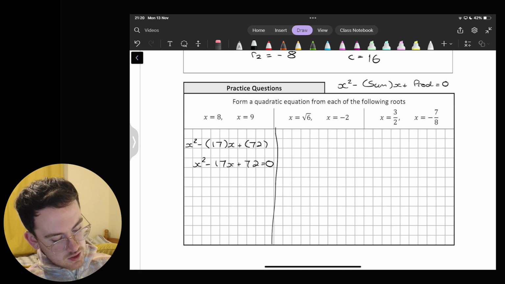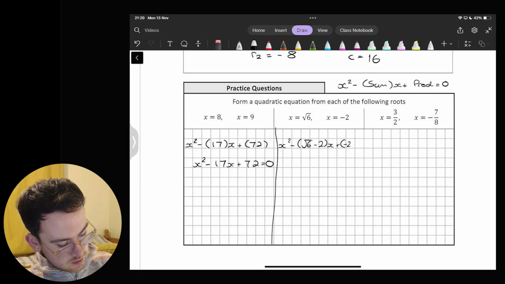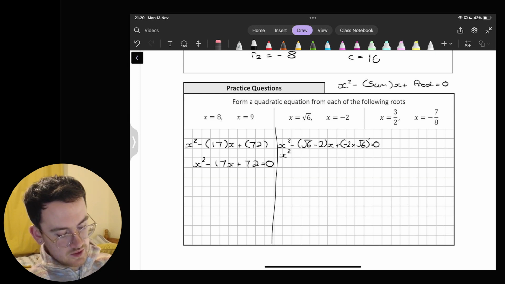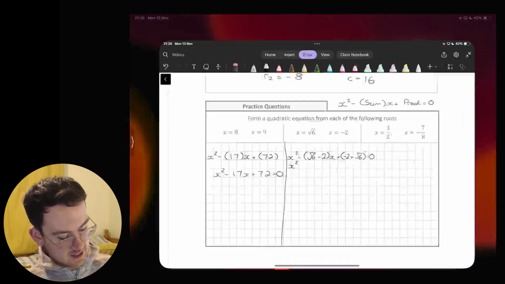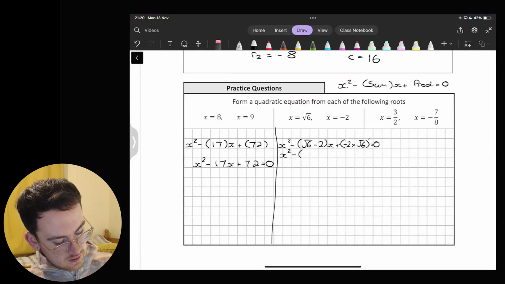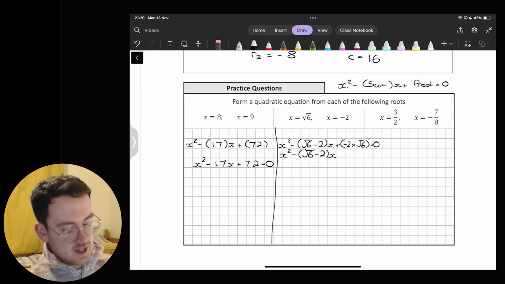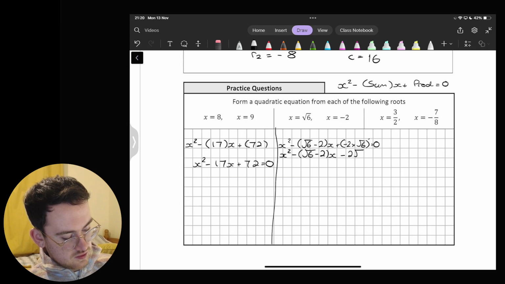Here, in the next one, we have some square roots going on, so just watch out for that. But the same idea applies. Minus 2x plus the product, multiplying the two of them, making sure it's equal to 0. So we get x squared, and we can separate it out if we want to, or we can leave it as is. And the last part, minus 2 root 6, and again, just equal to 0.